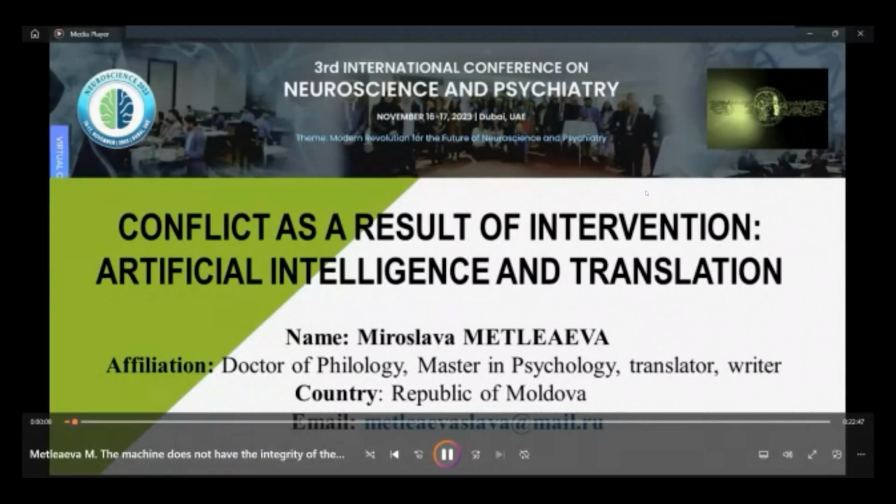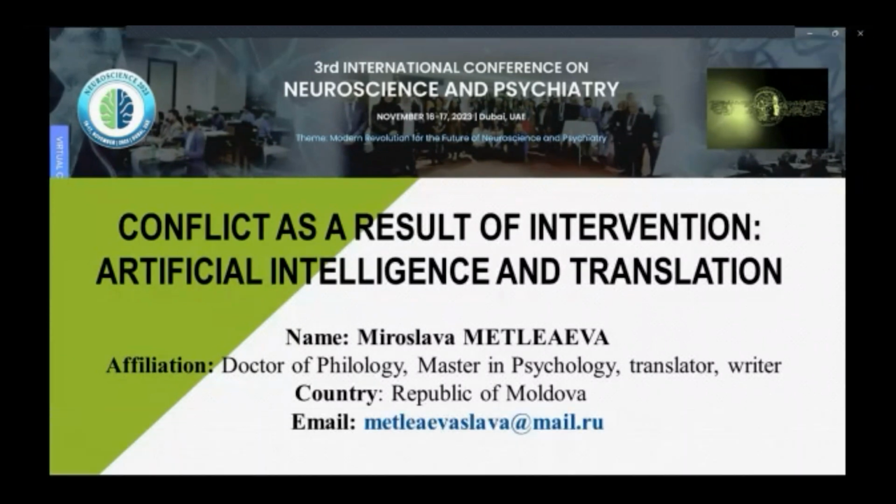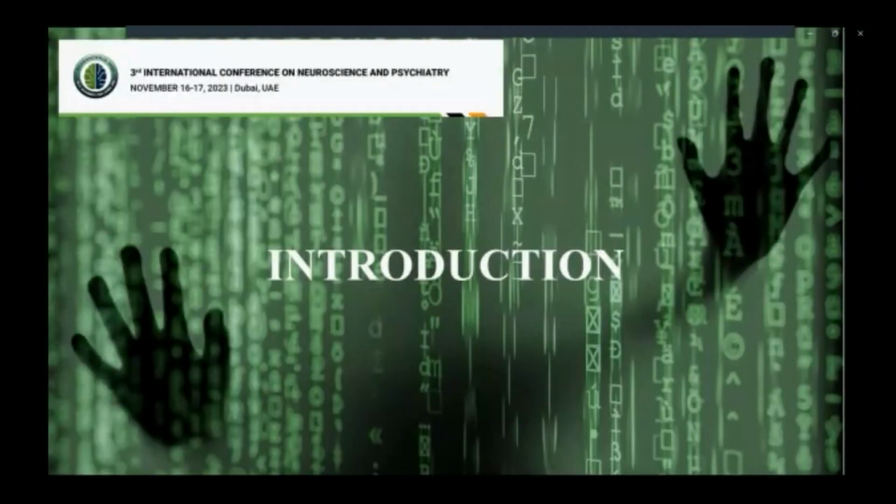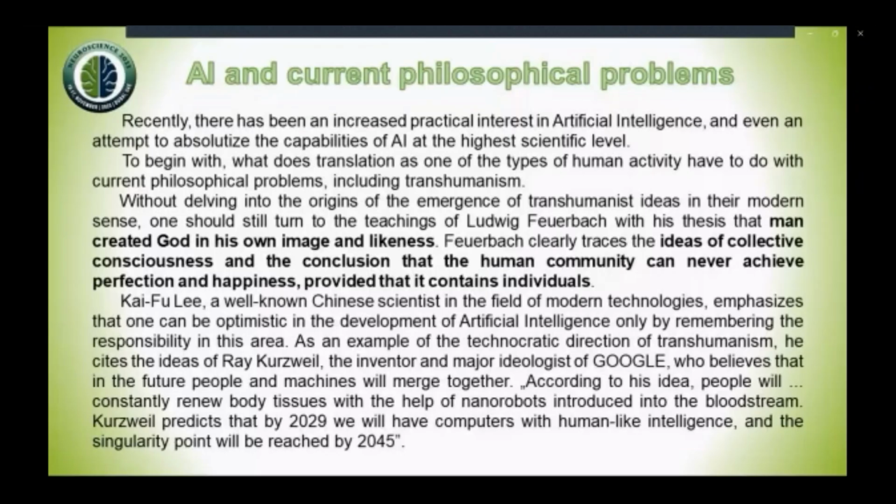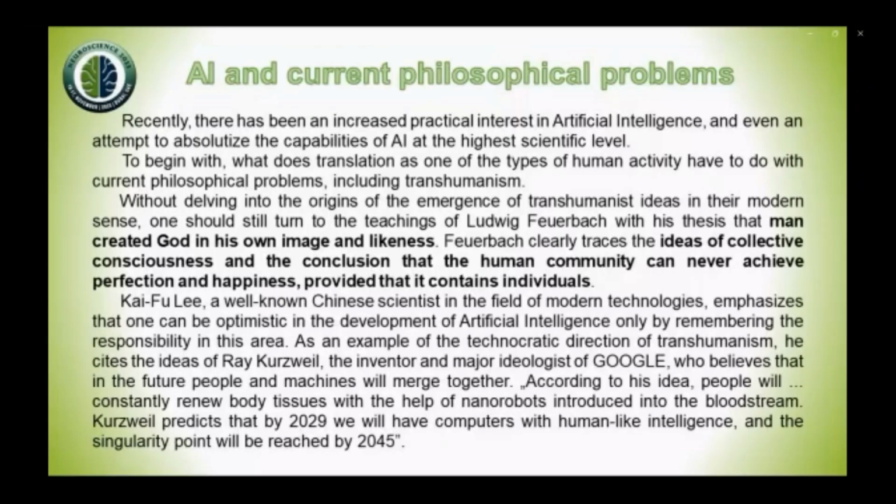About the conflict between artificial intelligence and translation. Recently, there has been an increased practical interest in artificial intelligence and even an attempt to absolutize the capabilities of AI at the highest scientific level. To begin with, what does translation, as one type of human activity, have to do with current philosophical problems, including transhumanism?